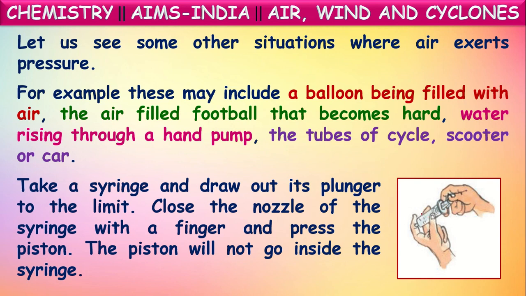Why? Because inside the syringe there is air, and we have closed the outlet of this air so that the air stays inside the syringe. Now if you press the piston, this air exerts pressure on the inner wall of the piston. That's why the piston will not enter the syringe. The air present in the syringe exerts pressure on the nozzle. That's why it is not entering inside. Okay, this also proves that air exerts pressure and occupies space.